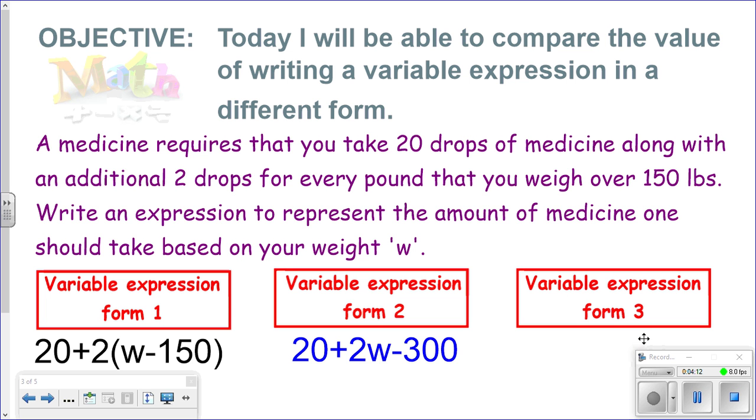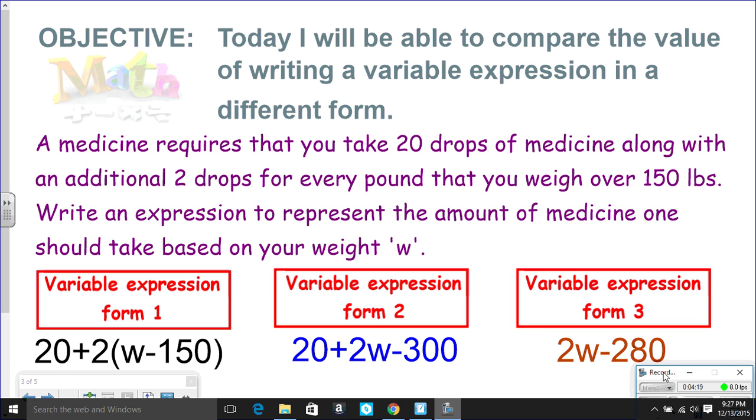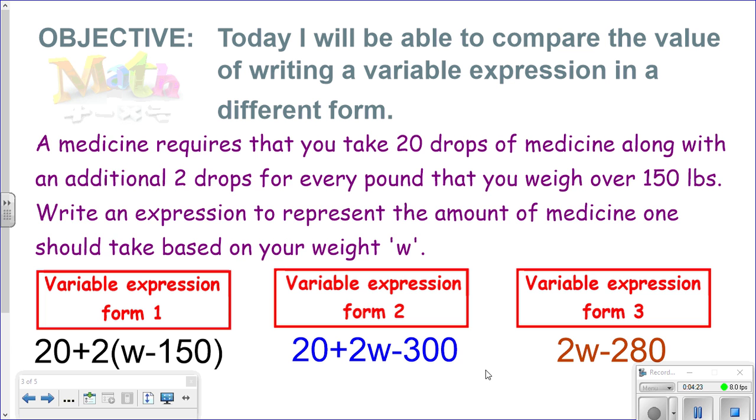Is there a third way we could represent this expression? Well, here we wrote 2W minus 280. Where does the 280 come from? We just combined like terms. We have 2W here. There's our 2W. We have 20 minus 300. Positive 20 minus 300 will give us negative 280. These are 3 different ways of representing the exact same thing.